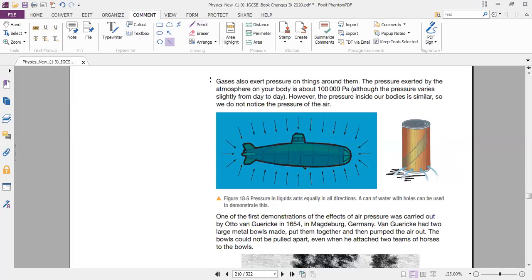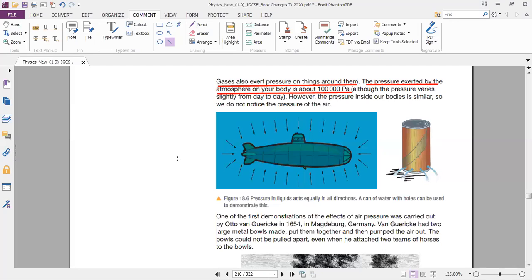So, a very important line: gas also exerts pressure on things around it. The pressure exerted by the atmosphere on your body is about 100,000 Pascal. So remember this pressure. The pressure exerted by the atmosphere on our body is about 100,000 Pascal, or 100 kilopascal.